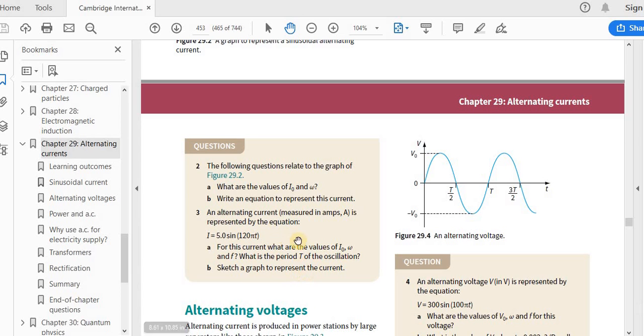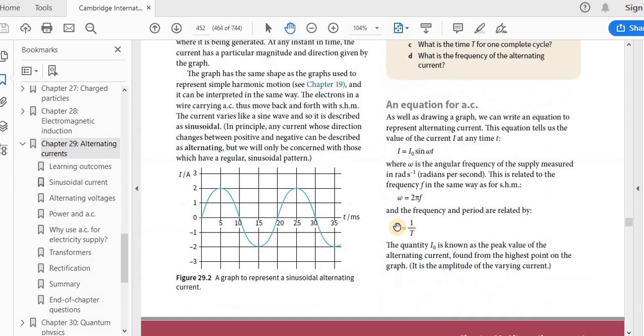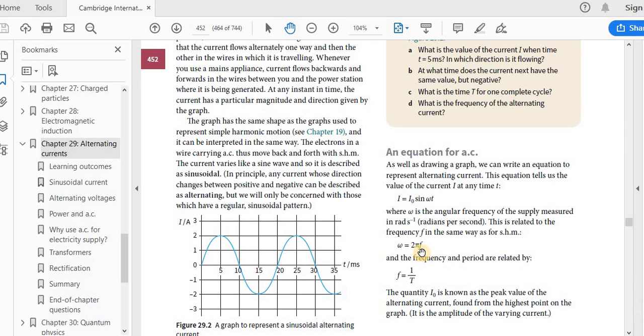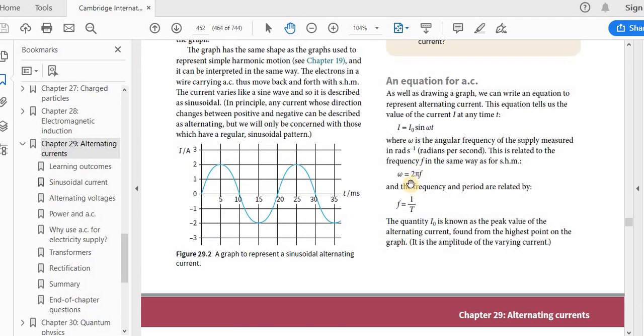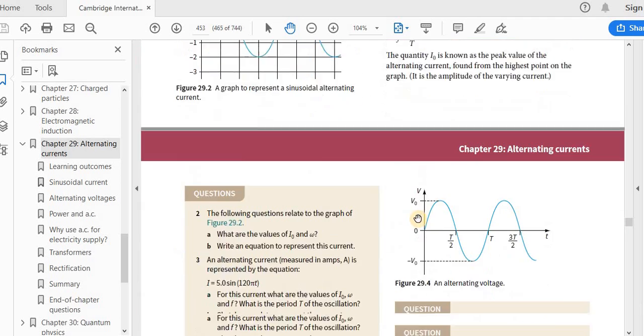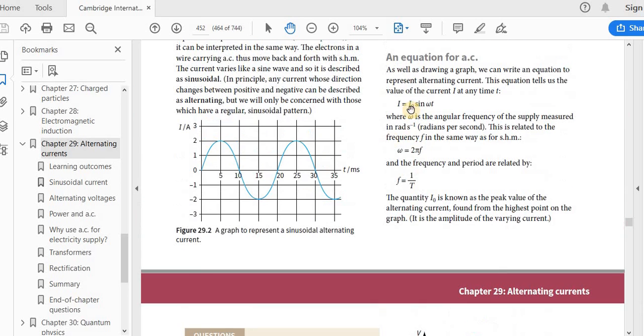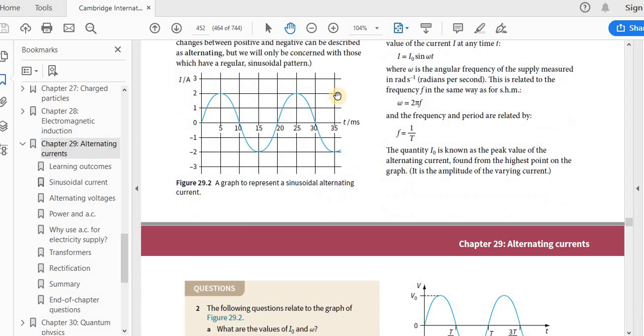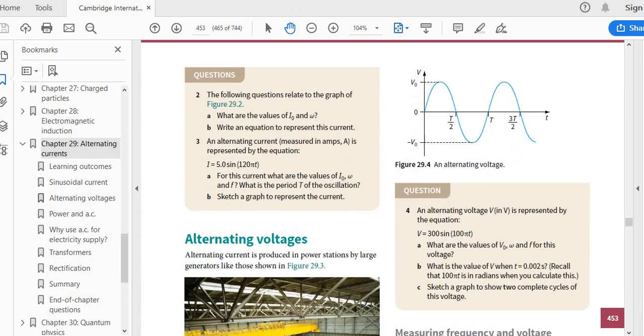Okay, so in this question they are asking those. Then once you find omega, you can find f. Omega equals 2 pi f. F is equal to omega over 2 pi. So you know omega, then you can find f. That's what they're asking you to do. So make sure you understand and are able to use these 3 equations. You will need that for this chapter.